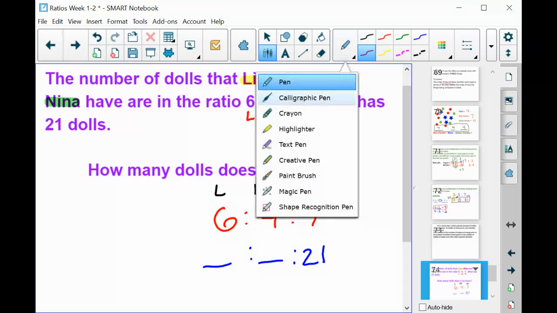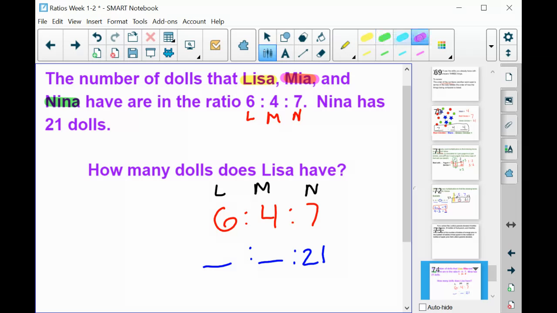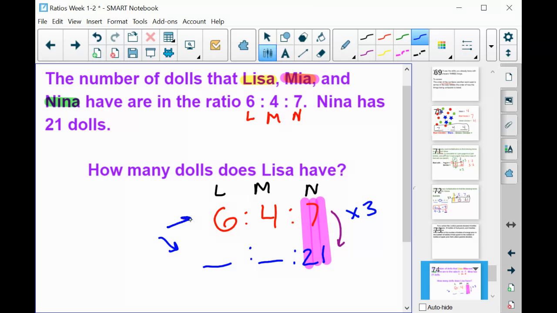Okay, now we're going to use the information we have here. We only have Nina's terms to work off of. So you're going to go ahead and look at Nina's dolls, and you're going to see what is the relationship between 7 and 21. What did you do to 7 to get to 21? And that answer is times 3. So in order to make this ratio equivalent to this ratio, what we do is continue to use that same pattern of times 3 for this term. 3 times 4 is 12. And 6 times 3 is 18. Okay, so there's our new ratio.